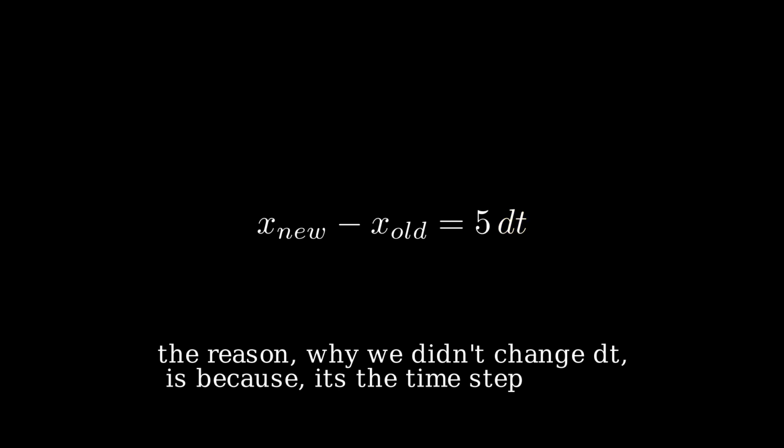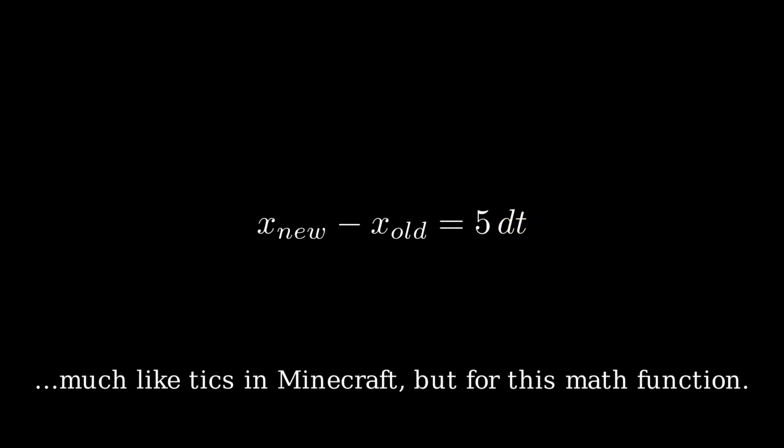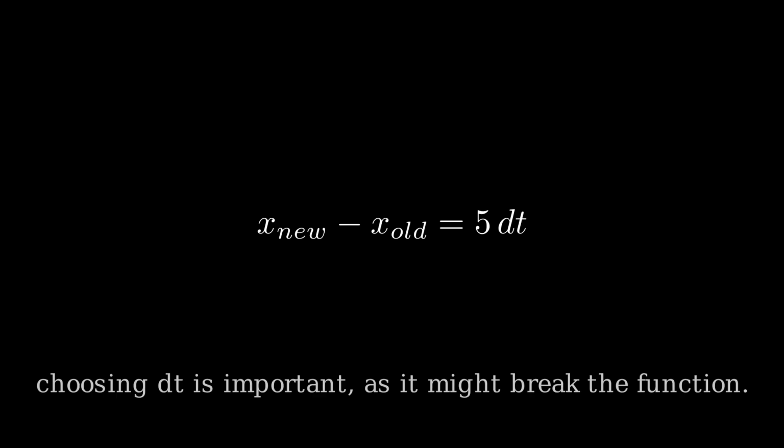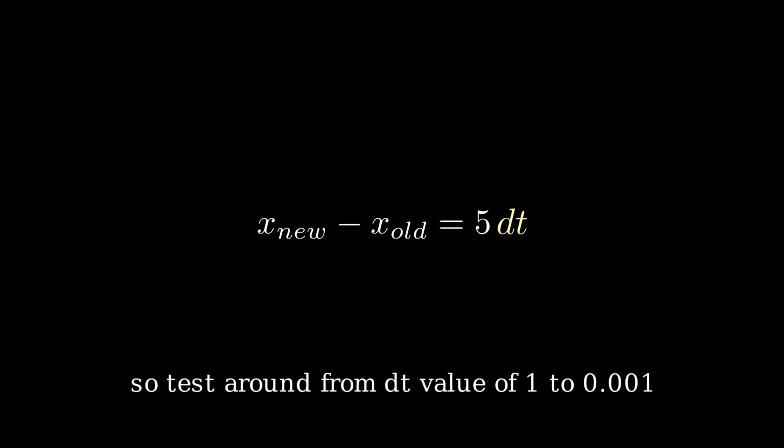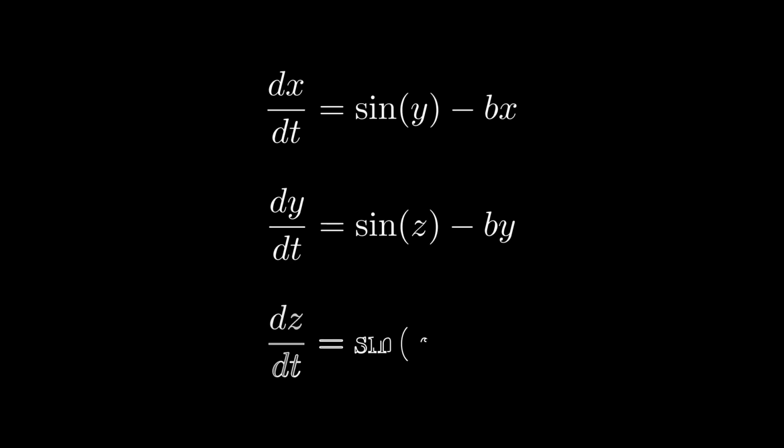The reason why we didn't change dt is because it's the time step, much like ticks in Minecraft, but for this math function. Choosing dt is important, as it might break the function. So test around from a dt value of 1 to 0.001. Now let's get back to the Thomas Attractor. Based on the information on the internet, the b value for a proper beautiful output is 0.19. The translation of the Thomas Attractor's math to code will be as follows.